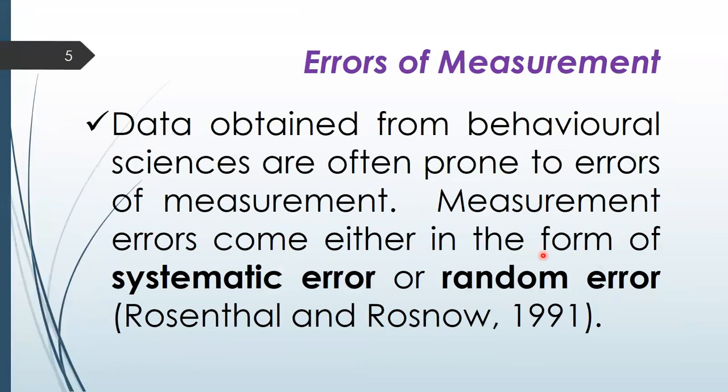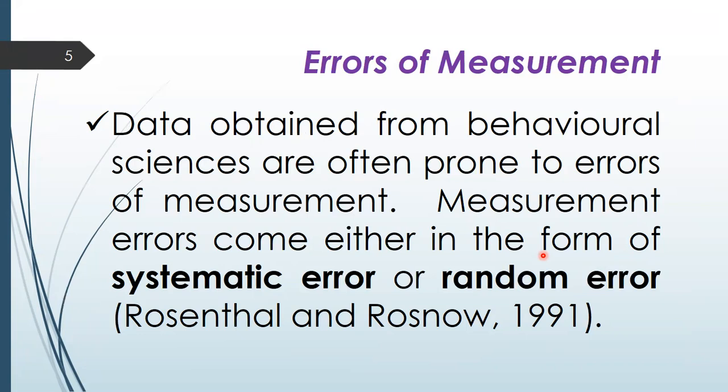Now, I also need to mention that you need to understand the concept of errors of measurement. The data obtained from behavioral sciences in most cases are often prone to errors of measurement. Unlike, like I've said before, the instruments used for collecting data in the physical sciences, which have been calibrated from the industry: your ruler, your vernier caliper, your thermometer. So you don't really have any challenge with this, because there's no way the object you are trying to measure can start shifting from one place to the other.